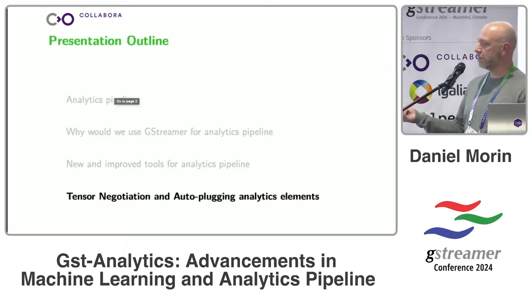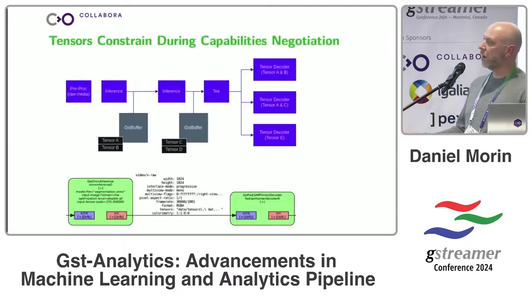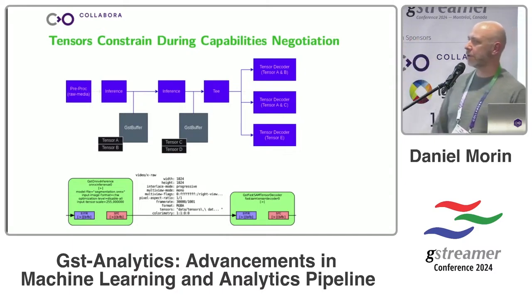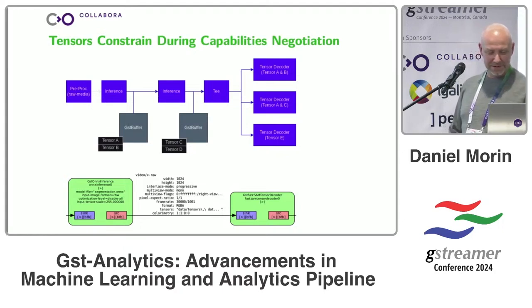Tensor decoder and tensor negotiation and auto-plugging of analytics elements. Here I created a hypothetical segment of an analytics pipeline where we have the pre-processing, inference, again a tee, and a couple of tensor decoders. And let me just synchronize here.